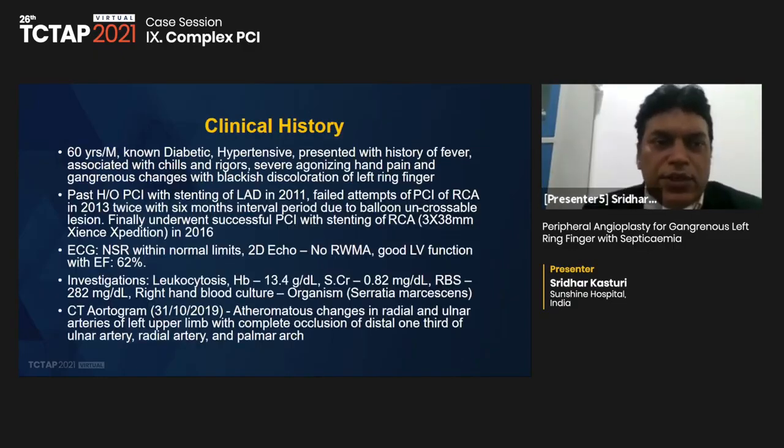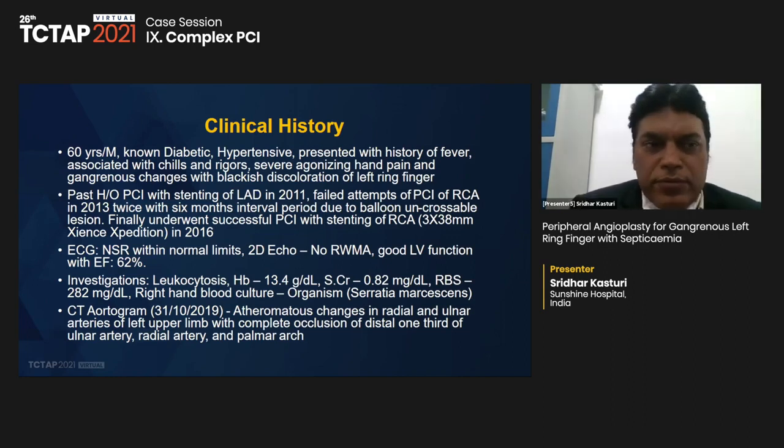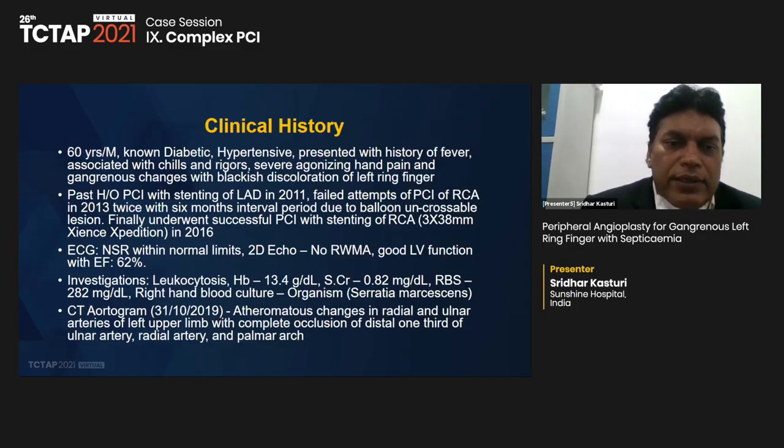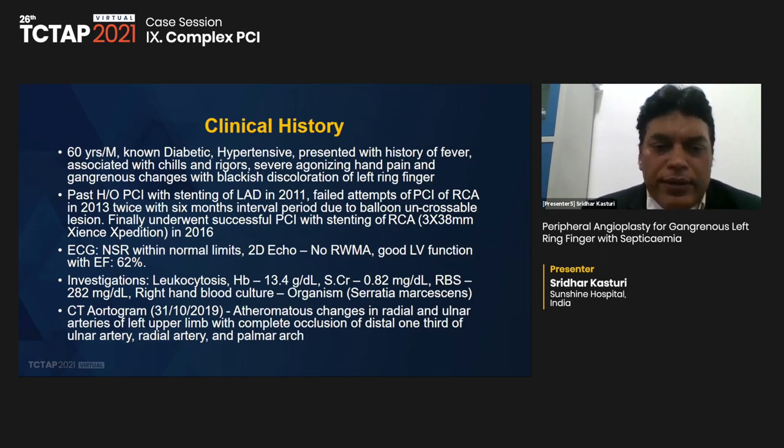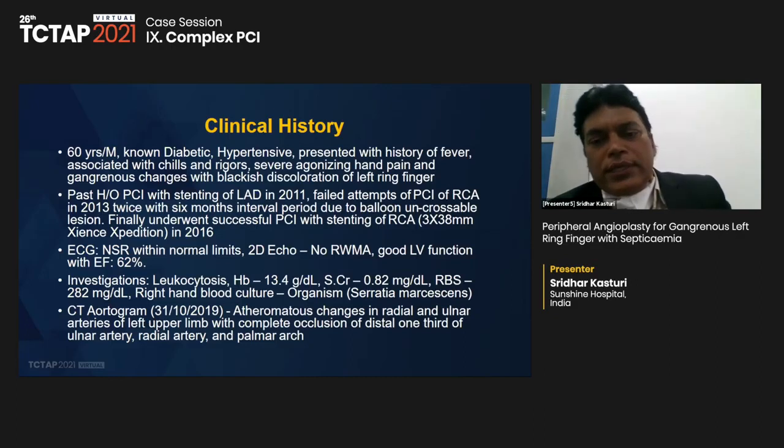This is a 60-year-old male, non-diabetic, hypertensive, who presented with a history of fever associated with chills and rigors. He had gangrenous changes and claudication of the left forearm. He underwent PCI to LAD in 2011 and failed attempts of PCI to RCA, attempted twice, but finally a successful PCI was done. ECG normal, echo no RWMA, good LV function. Investigations showed leukocytosis, and right hand blood culture showed Serratia.